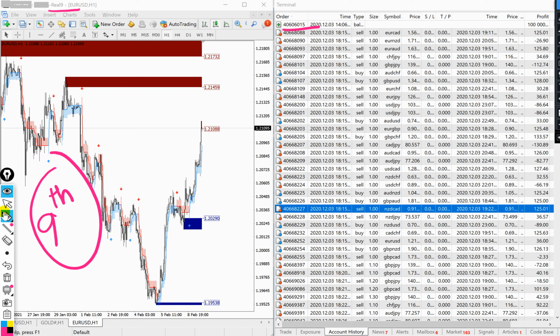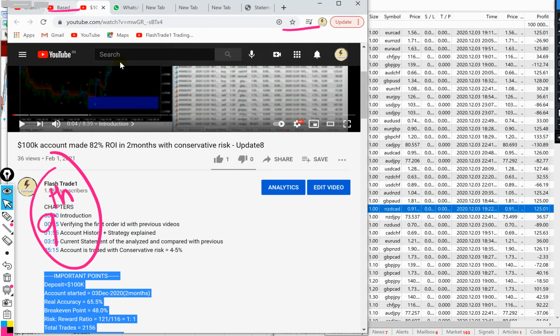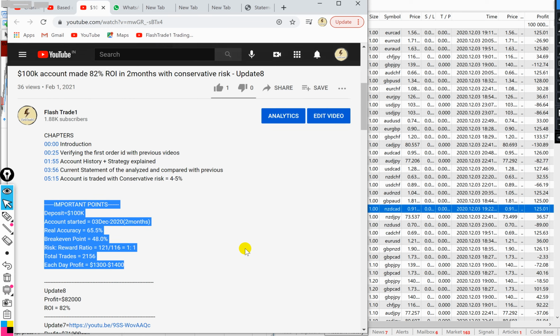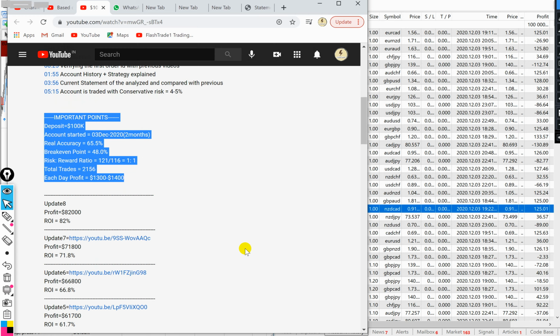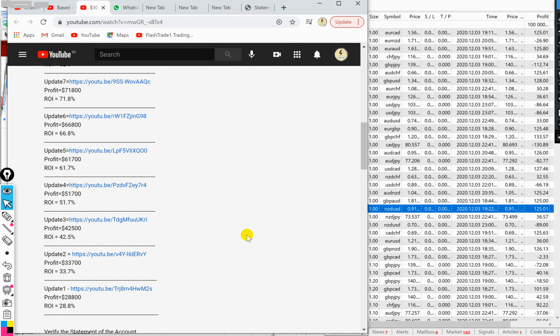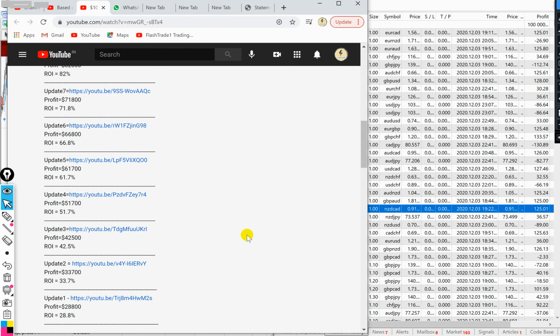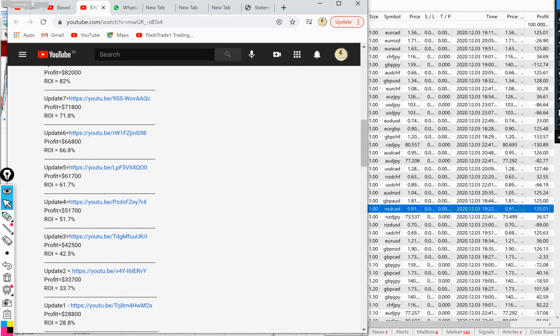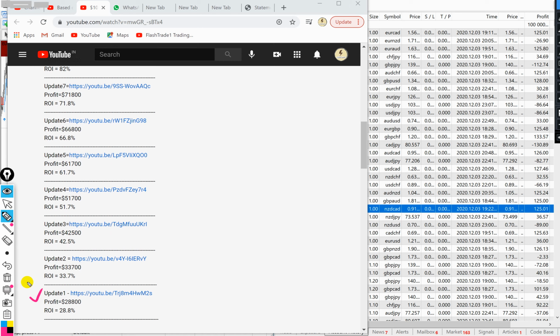So let's go to the previous update of this account, which was update 8, and it was made on Feb 1st 2021. Today the date is 9th of February 2021. After almost 8 days I am updating this account, and you can see each of the updates one by one and verify how patiently we have been trading on this account.